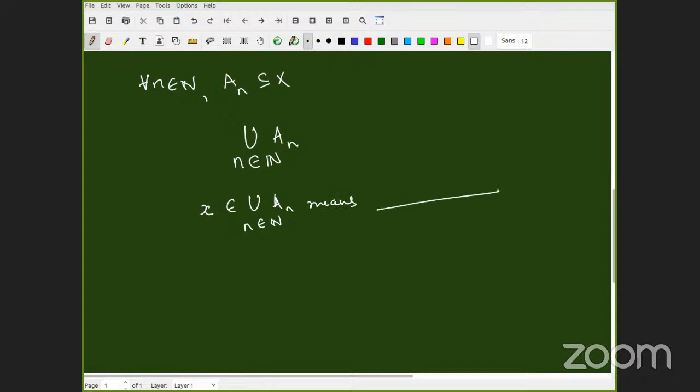Quick, I'm clearing all your responses. Be ready. Please understand. Now what's given? X is in A1, X is in A2, X is in A3. Now I have a sequence of sets. For each given n, An is a subset of X. That's what I know. Now we are going to define the union. Before defining the union, I want to look at when an element belongs. If X belongs to union of An, what is the condition on X? Quick.